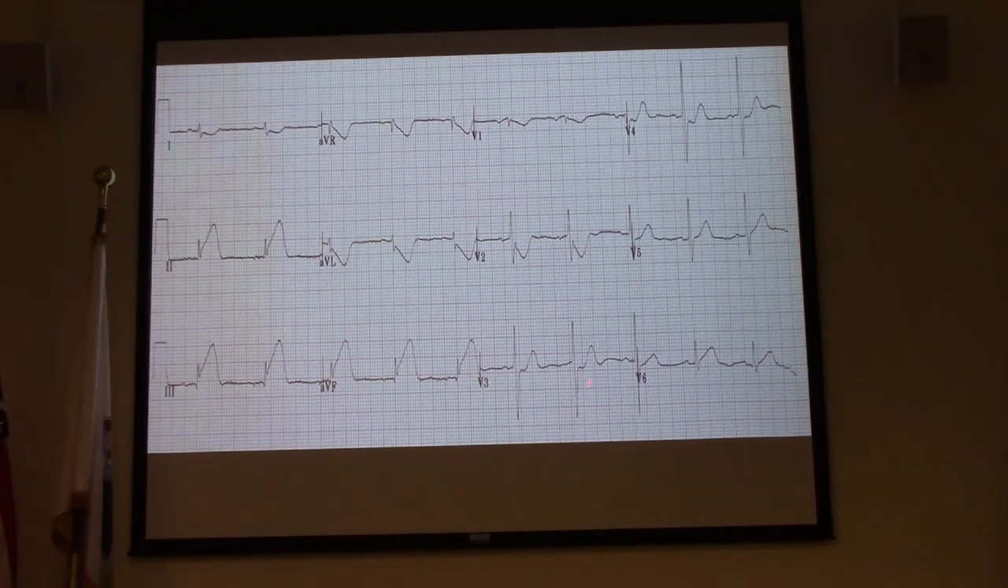V2, T wave inversion, V3 is fine, V4 is fine, V5, V6 are all good. So we have elevation in 2, 3, and AVF. What wall is that? Inferior, and what coronary artery? That would be our right coronary artery. Again, as I said, if you look on the opposite side of 2, 3, and AVF is 1 and AVL. And here we have ST segment depression.